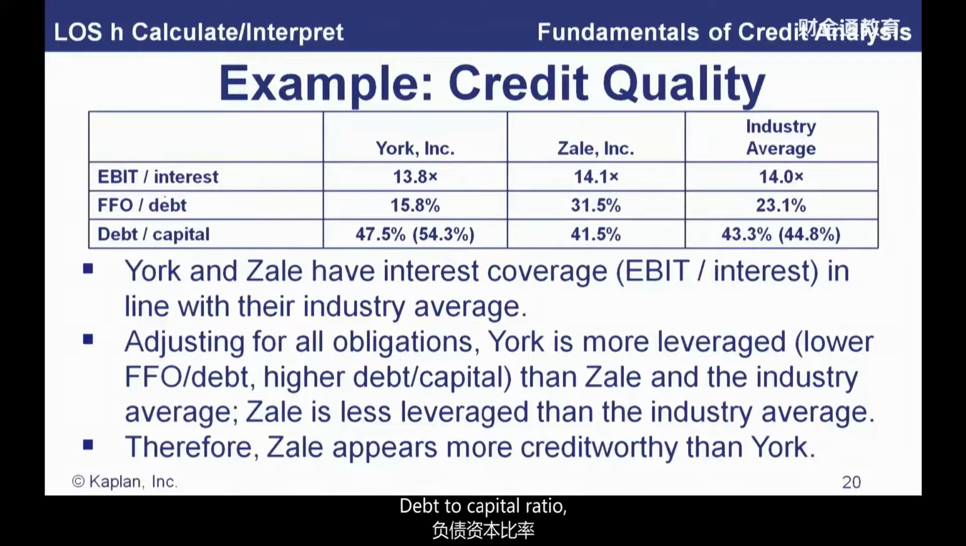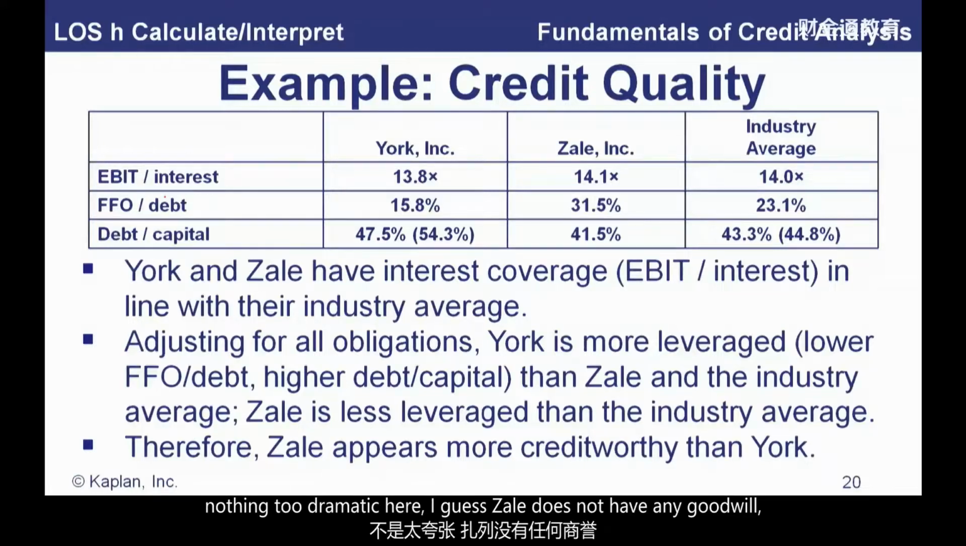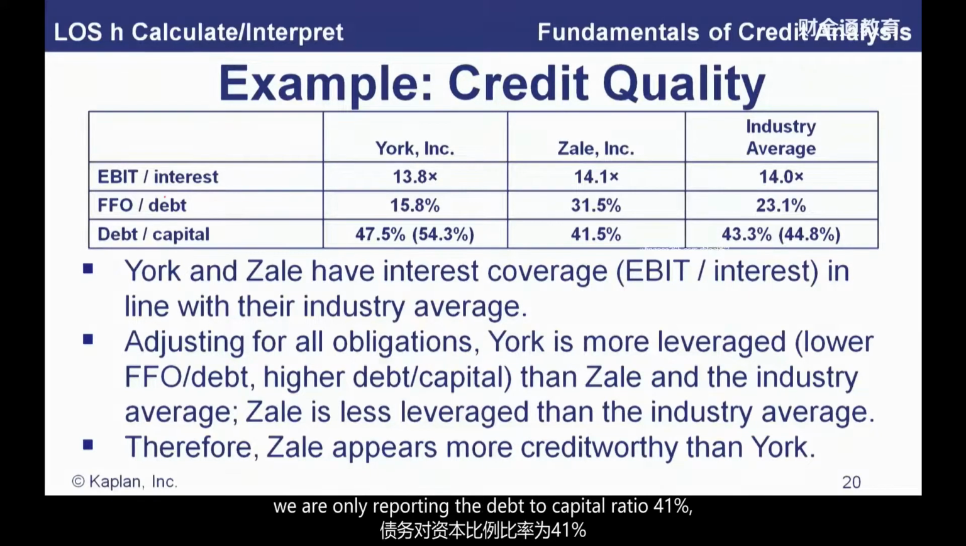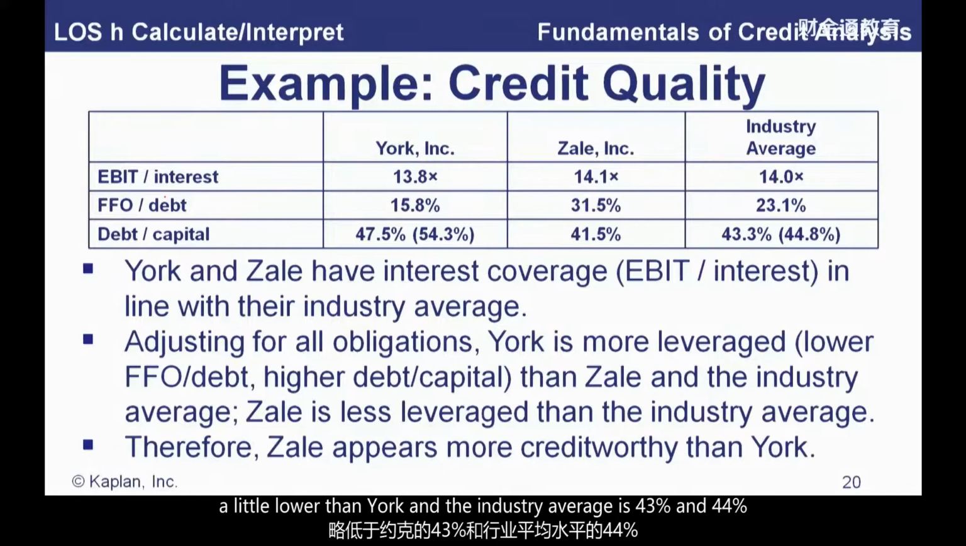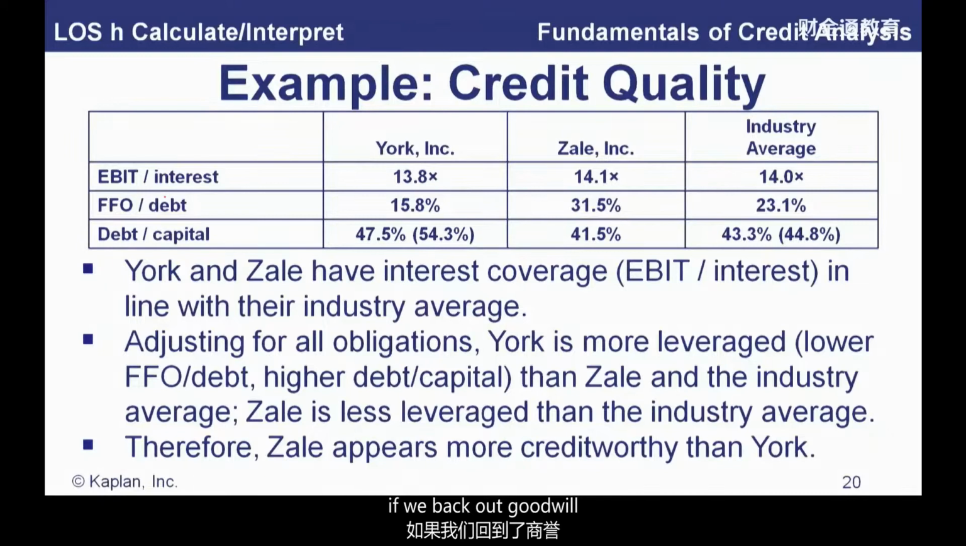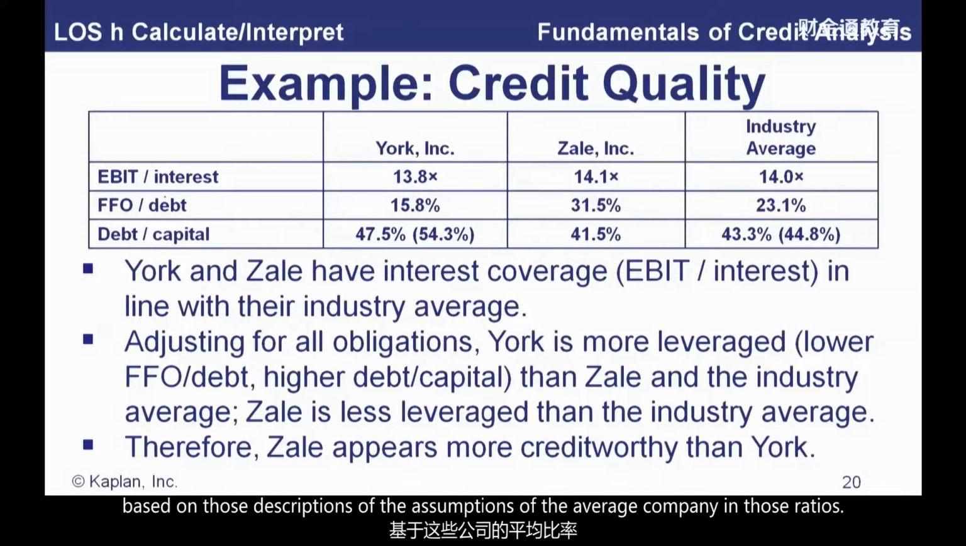Debt to capital ratio, well, 47% with goodwill, 54% without it. Nothing too dramatic there. I guess Zale doesn't have any goodwill. We are only reporting the debt to capital ratio of 41%, a little bit lower than York, and the industry average is 43%, and 44% if we back out goodwill based on those descriptions of the assumptions for the average company in those ratios.